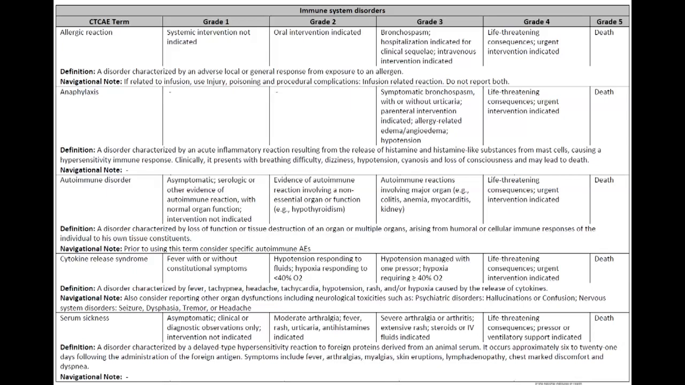Additionally, each AE listed indicates possible associated grades, which range from 1 through 5, as well as a clinical description of that adverse event at each grade. I'll talk more about grades shortly.